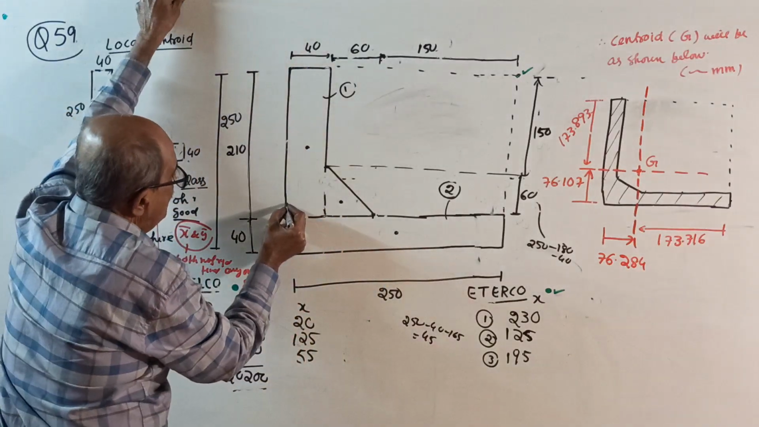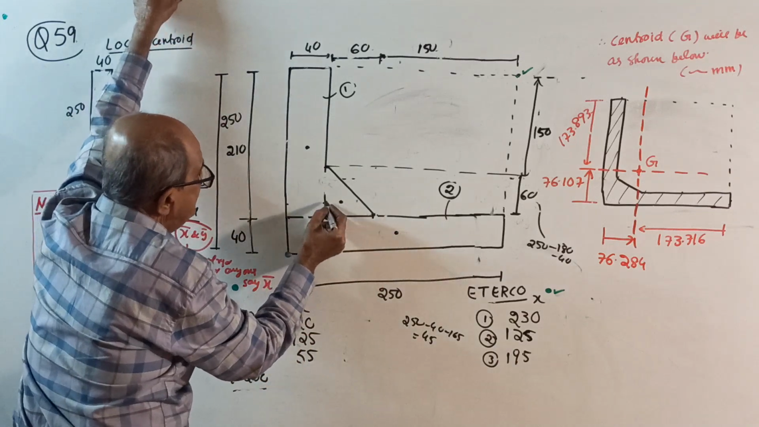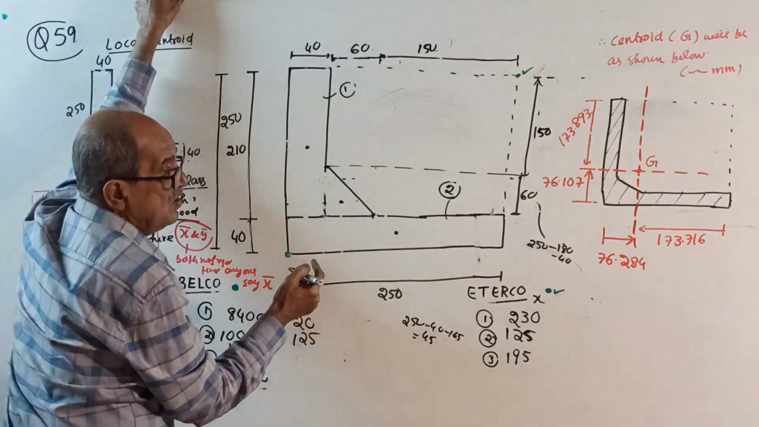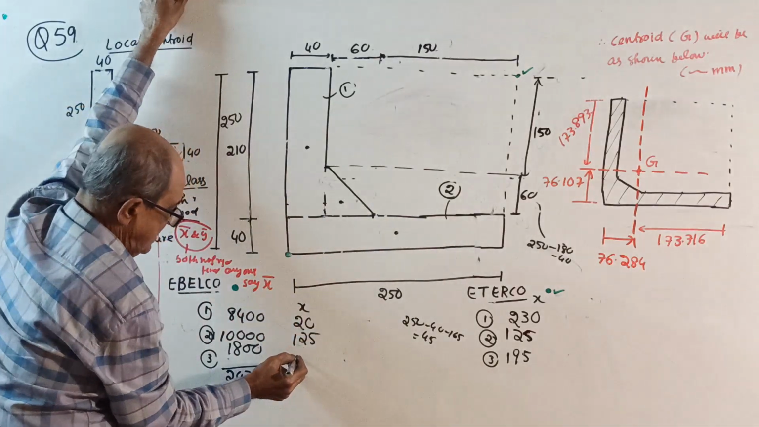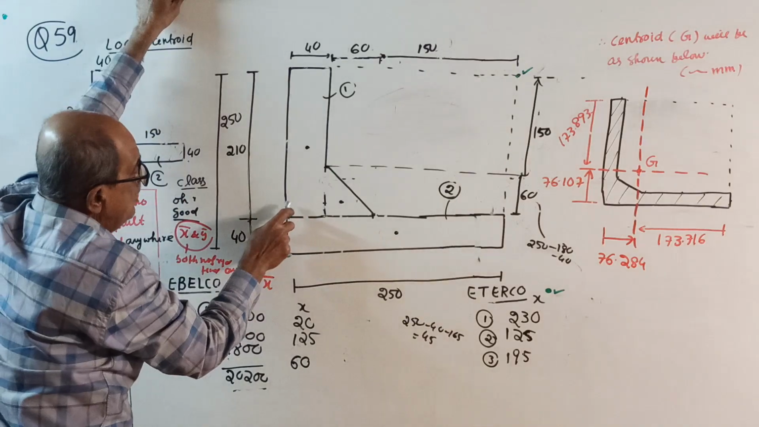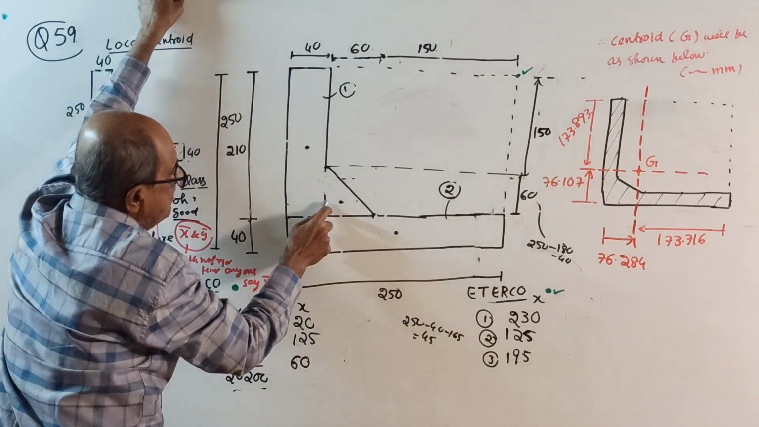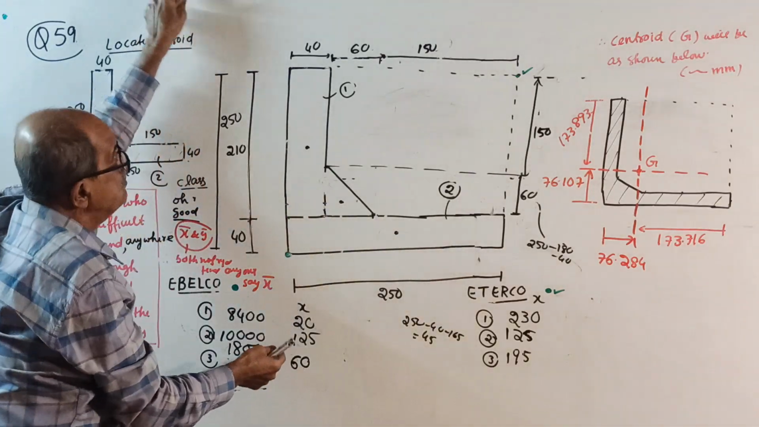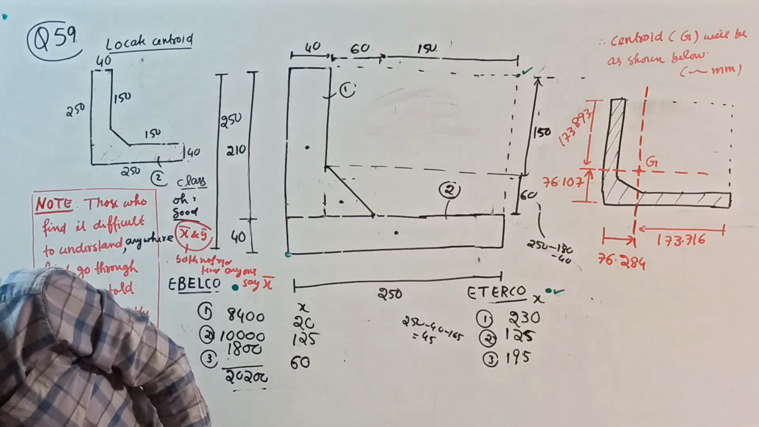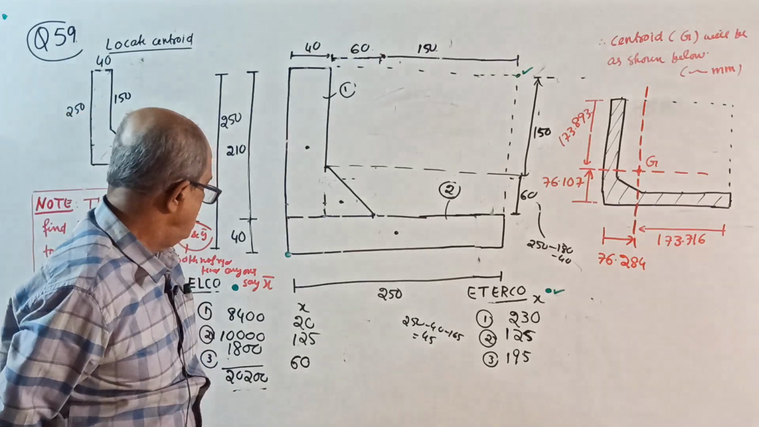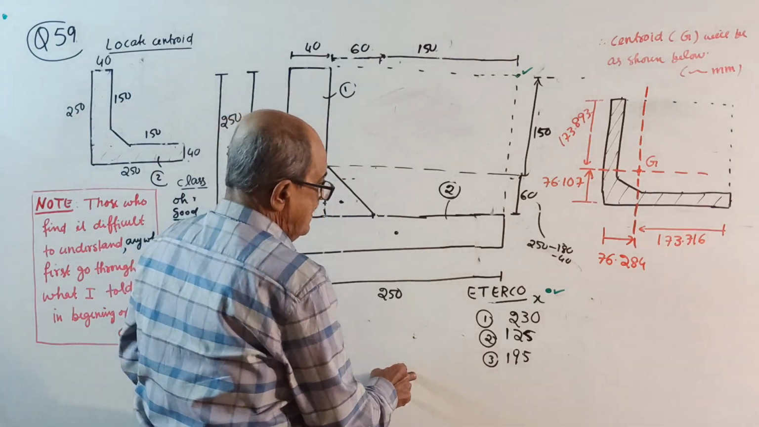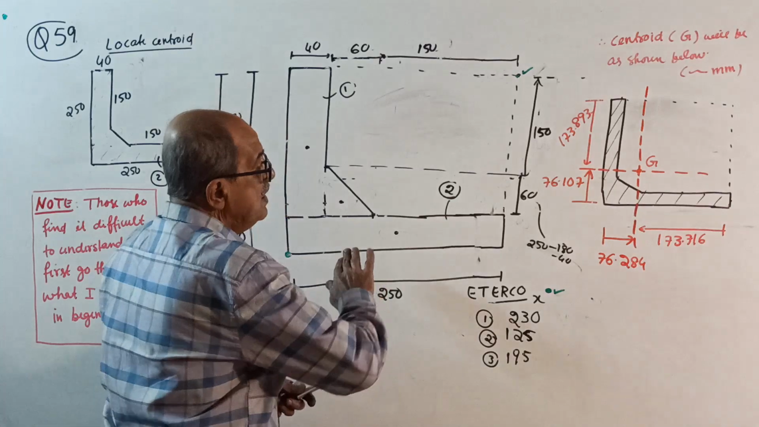X3 is 40 plus 1/3 of 60. That is, 1/3 of 60 is 20, plus 40 is 60. This 60 is not that 60. You calculate 40 plus 1/3 of 60. It comes to 60. So X1, X2, X3 are 20, 125, 60. Then you will get x bar.